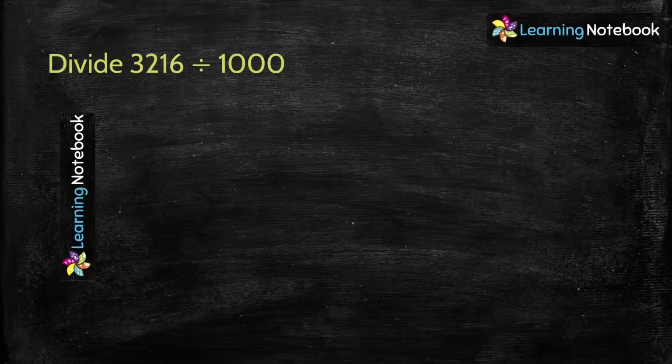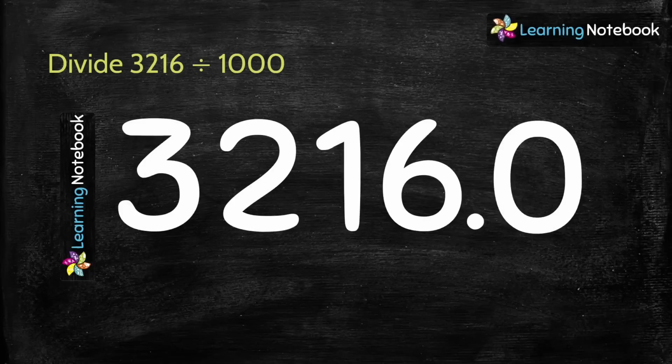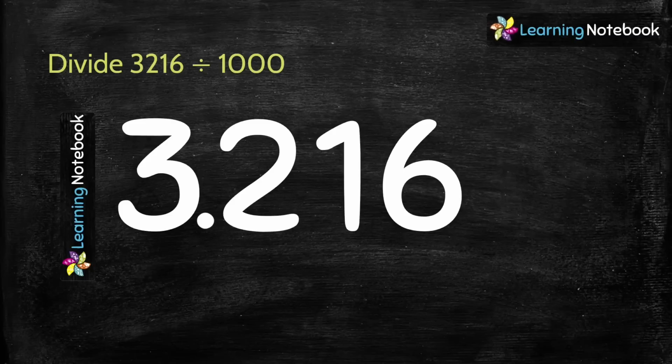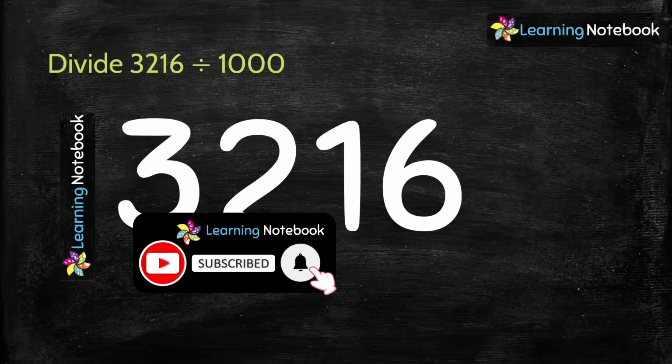Let's see the next question. Divide 3216 by 1000. Students, 3216 can also be written as 3216.0. And now this number is to be divided by 1000. So the decimal point will move to the left by how many places? Yes, 3 places. So answer is 3.216.